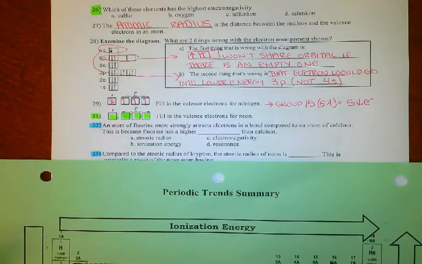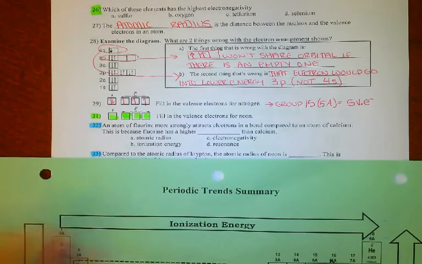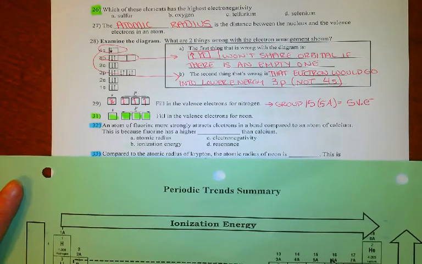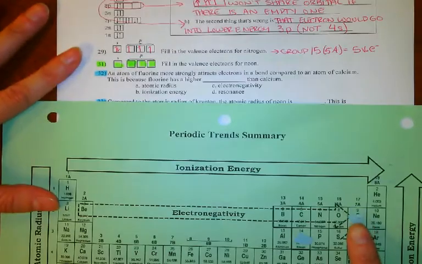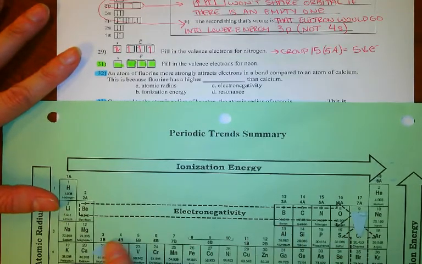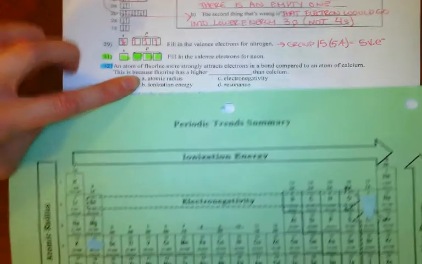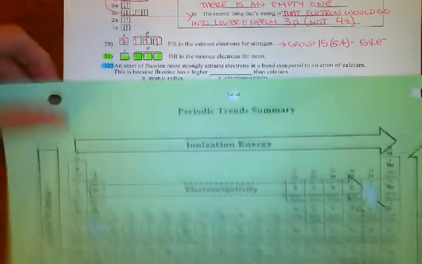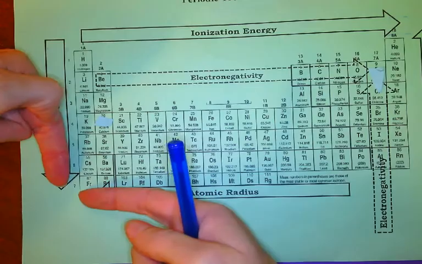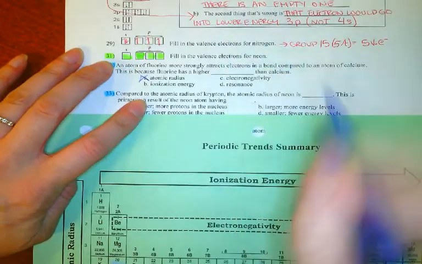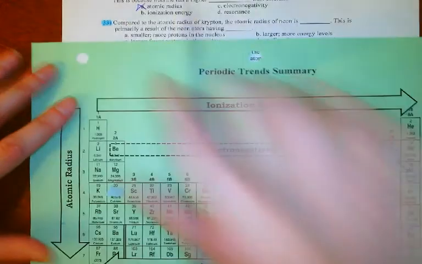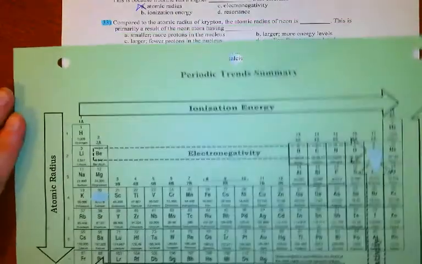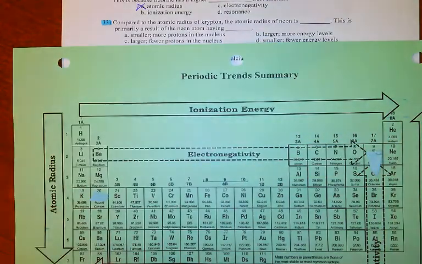An atom of fluorine more strongly attracts electrons in a bond compared to an atom of calcium. This is because fluorine has a higher blank than calcium. So we can compare fluorine and calcium. Fluorine's right here on the periodic table. I'm going to put a piece of paper there, and calcium's over here. Let's check atomic radius. Does fluorine have a bigger atomic radius? No, calcium would have a bigger atomic radius, so I can take that out as garbage. Does fluorine have higher ionization energy? Yes, it does. It also has higher electronegativity.